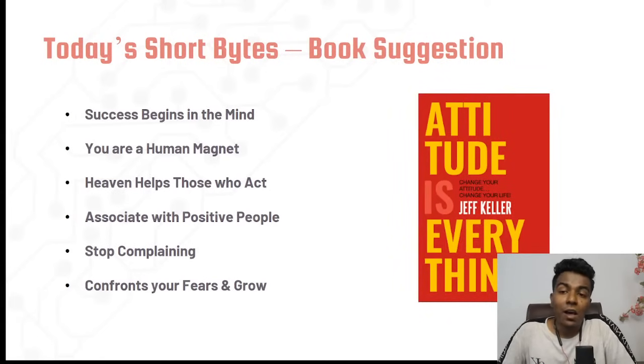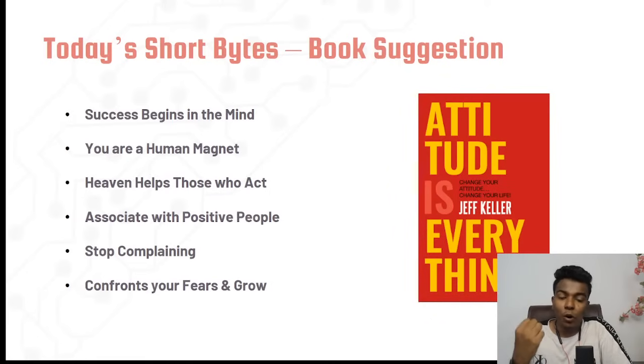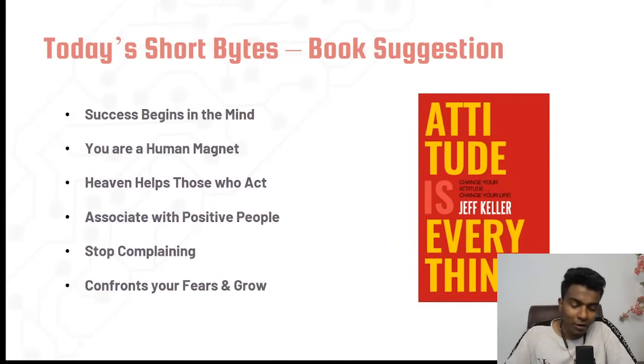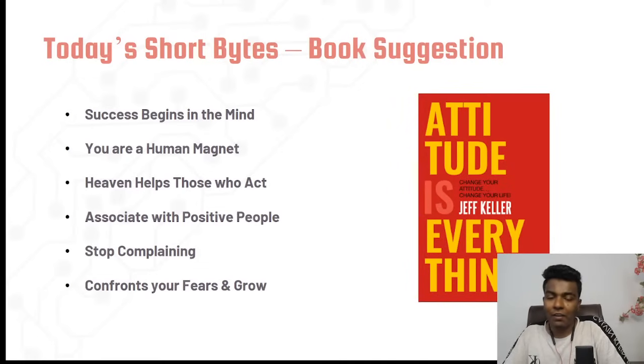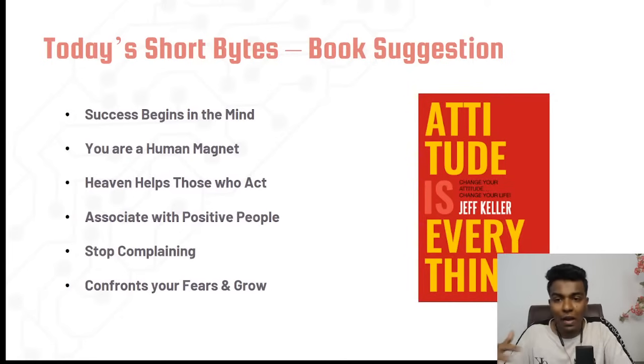And the second point: you are a human magnet. So what are you attracting? If you are focusing only on negative stuff and negative things, you are going to attract that. If you start blaming each and every time, saying this coach is not good, this person is not good, he is not good, my family does not have enough economic status, and I don't have enough skill set, if you have these kinds of thoughts, you are going to attract that. That is what it means to be a human magnet. That's the second point.